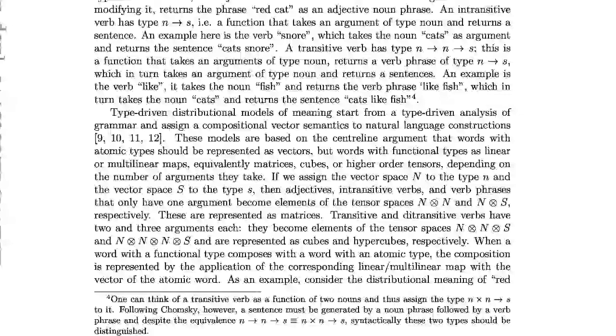So here we've got, if we assign the vector space n to the type n for noun, and the vector space s to the type s for sentences, then adjectives and verb phrases that only have one argument become elements of the tensor spaces n tensor n and n tensor s, respectively. And these are represented as matrices. Transitive and ditransitive verbs have 2 and 3 arguments each. They become elements of the tensor spaces n tensor s, and n tensor s, and represented as cubes and hypercubes, respectively.